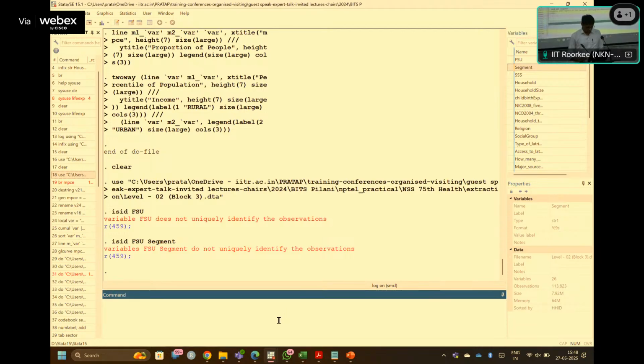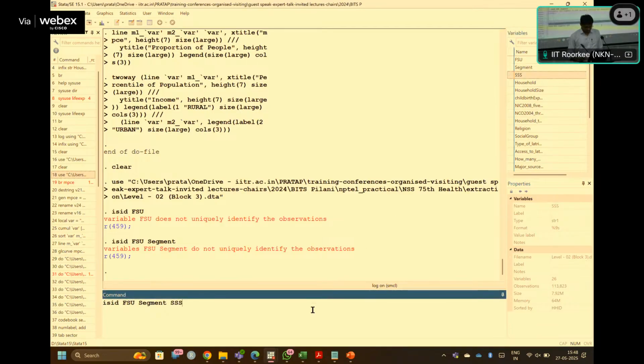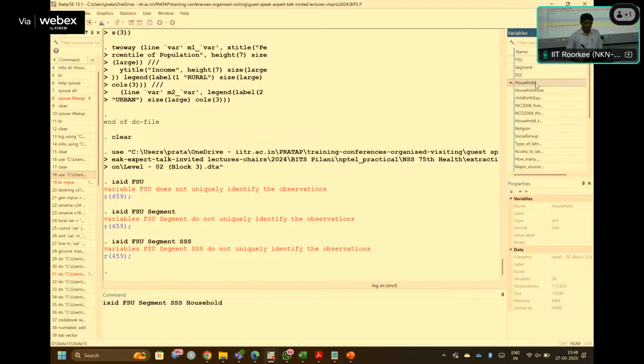So I'll just phase out. Then I'll add the third. I'll check once again whether it's working or not. It's still not working, so we'll add the fourth one, that is the household variable. Are you getting it correctly, or is there any trouble?